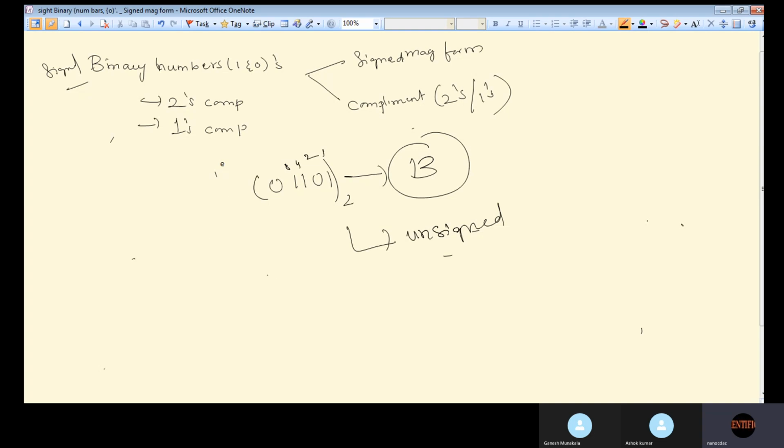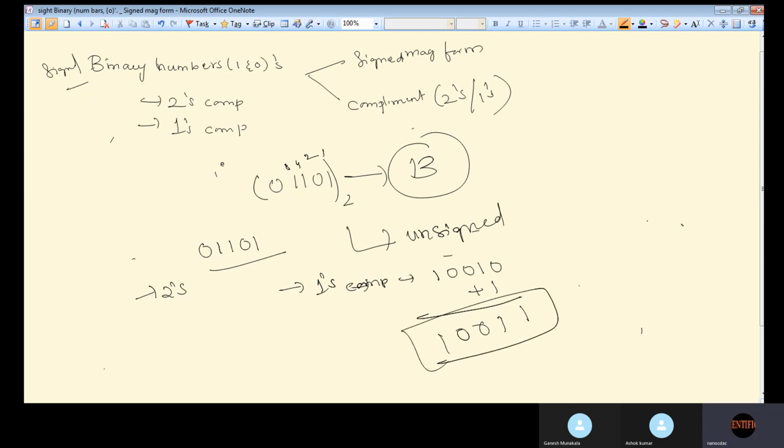If you want to find out the two's complement of this 01101, how do you find it? First, you need to find the ones complement. Ones complement of 01101 will be 10010. And add 1. If you add, you will get 10011. So this is nothing but the two's complement.